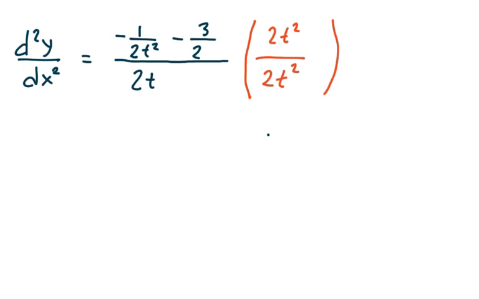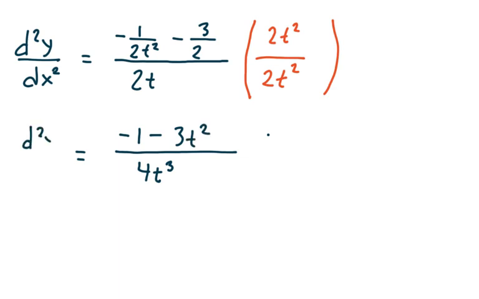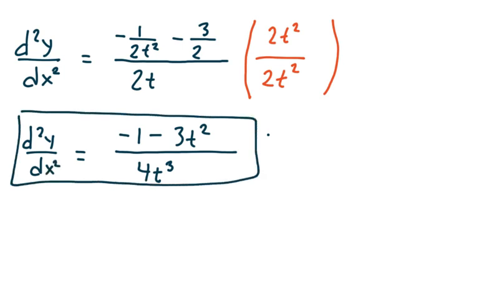And so in the denominator, we get 4t cubed. In the numerator, we get negative 1 minus. The 2's cancel, and we get minus 3t raised to the second. So again, we're calling this the second derivative of y with respect to x. And that's how we do number 3b.